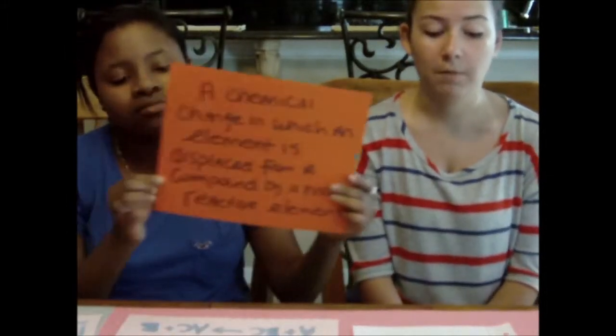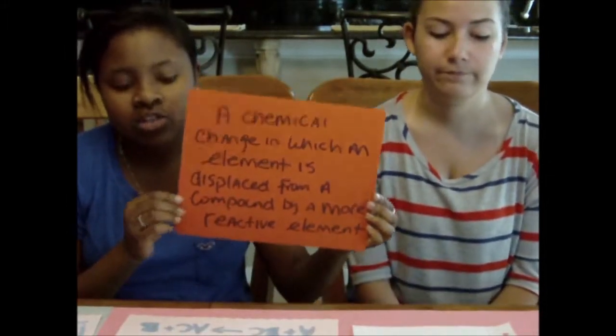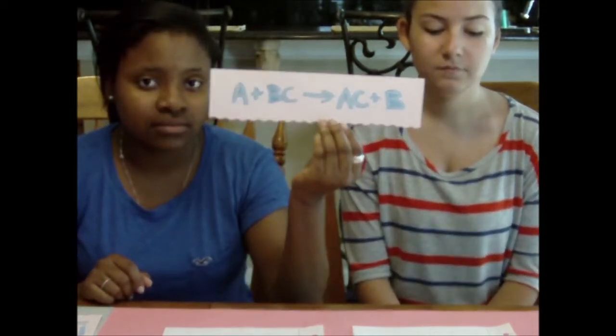In a single exchange reaction, an element is displaced from a compound by a more reactive element. So basically, you start with A plus BC, and then C breaks up with B and moves on to A. So you get AC plus B.